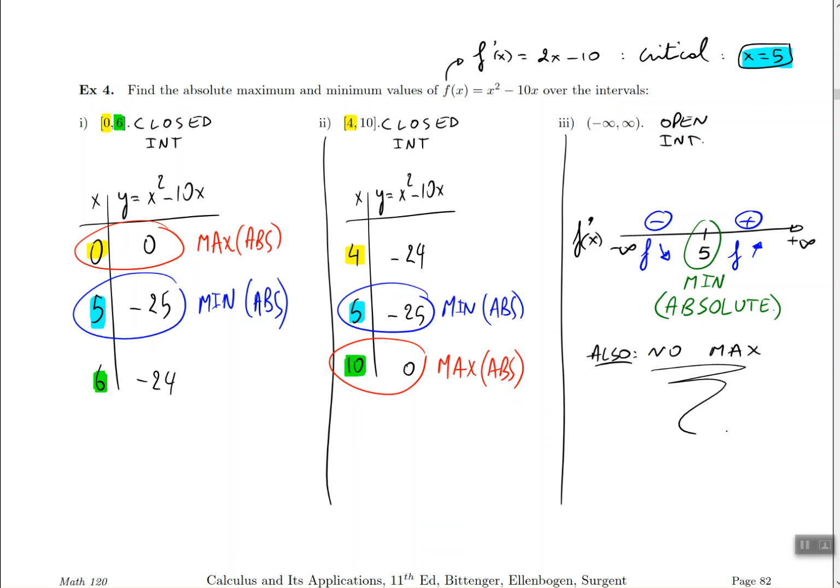There's no maximum because my graph is on an open interval. Remember, the extreme value theorem says if you're on a closed interval, you're guaranteed a max and a min. But if you're on an open interval, there are no guarantees. Anything could happen, and it turns out that in this particular example, the open interval gives us basically no maximum.